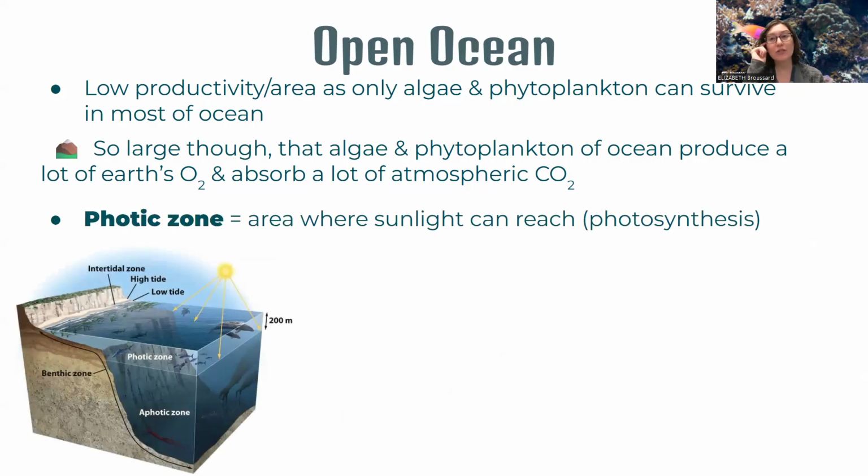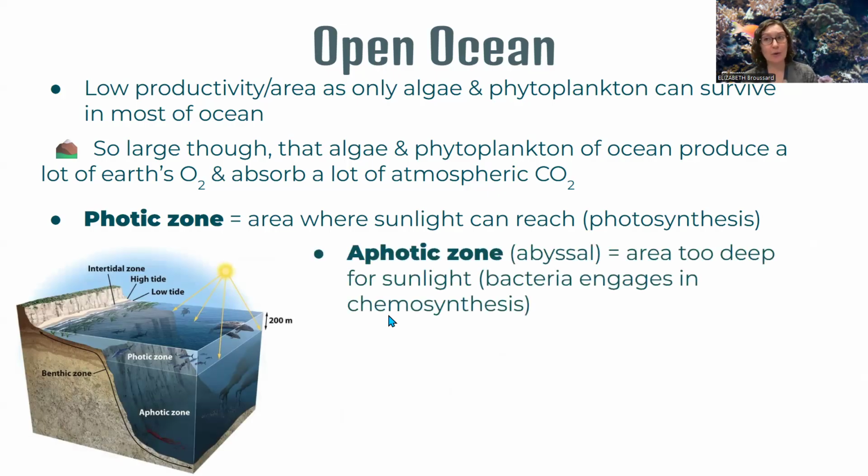We're going to have different regions and zones similar to our lakes. We have our photic zone where photosynthesis occurs. This is the area where sunlight can reach. And we have our aphotic zone, the no-light zone. This is whenever it's too deep for sunlight to actually reach.